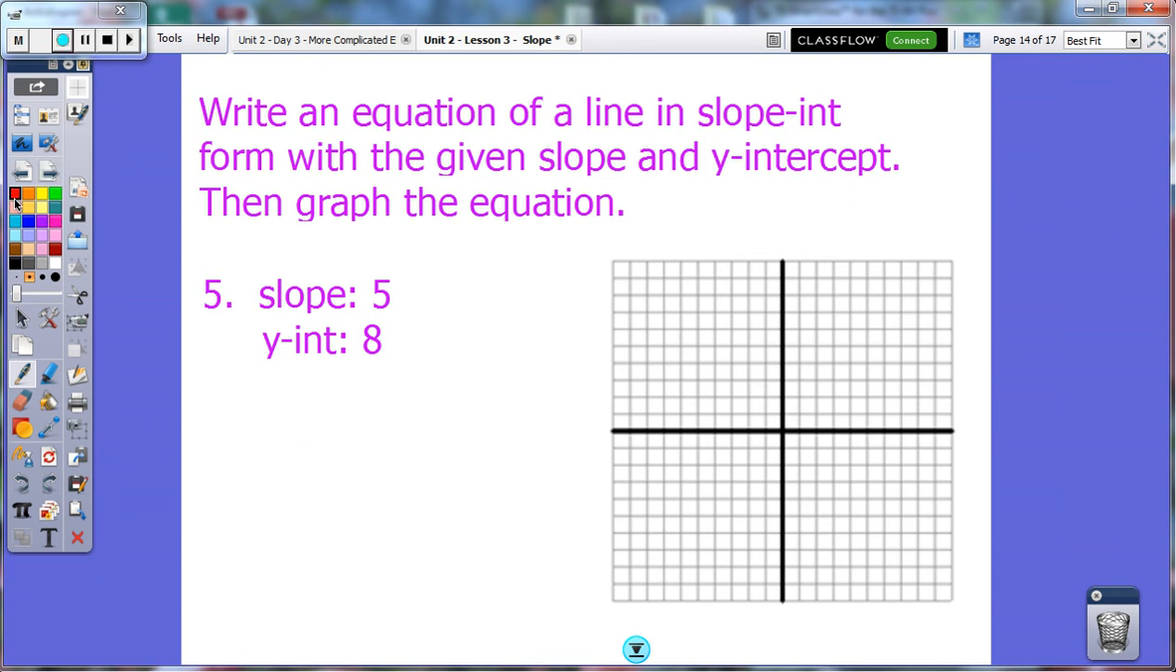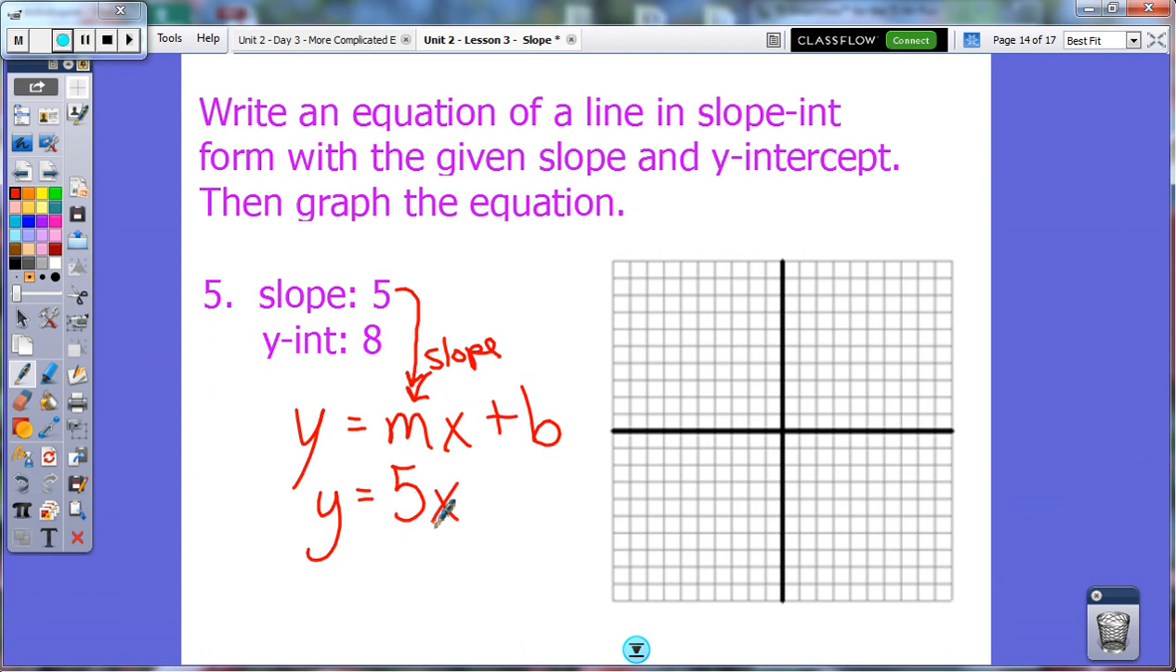Well, they gave me the slope and the y-intercept, didn't they? Well, that's slope-intercept form. Guys, isn't my m my slope? So I can take that 5 and drop it right into that spot. y equals 5x. And very similarly, guys, isn't my plus b my y-intercept? So I'm going to take the 8 and drop it right into that spot. And I'm done. Oh, except I have to graph it.